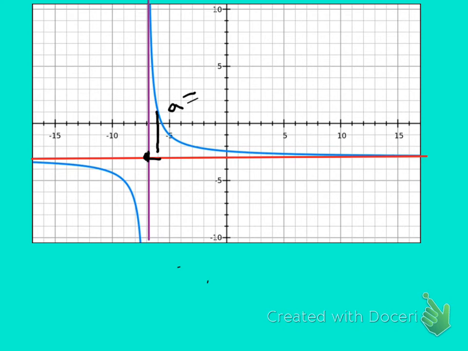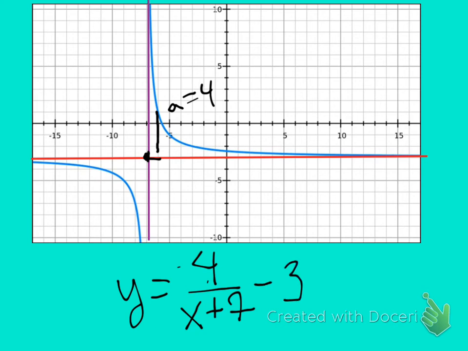So in this case, A equals 4. So the equation is going to be y equals 4 divided by x minus -7. Minus -7 means plus 7. And then minus my horizontal asymptote, or plus my horizontal asymptote, which is -3. Plus -3 is the same thing as -3. That's the answer. Let's do one more.